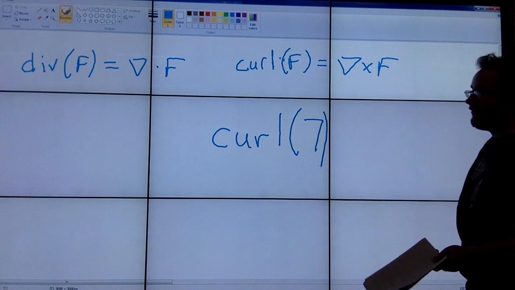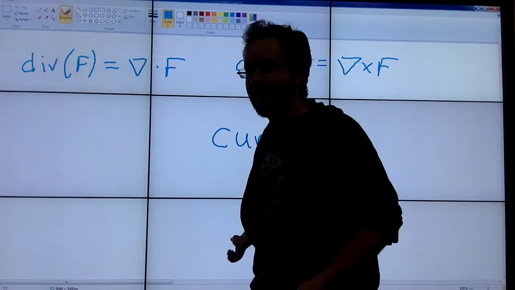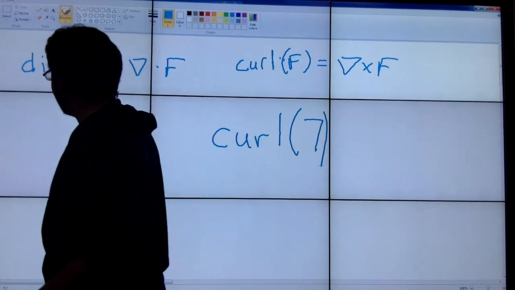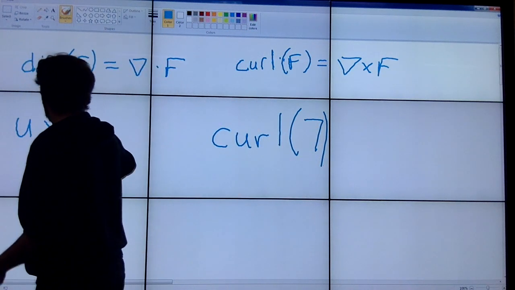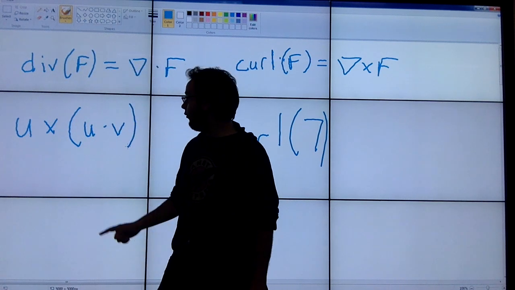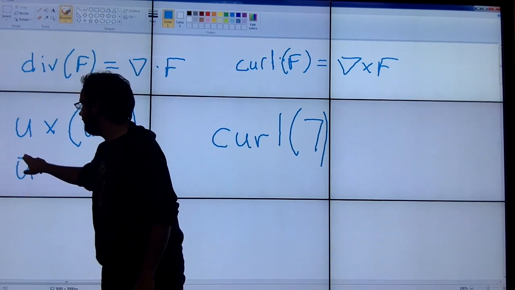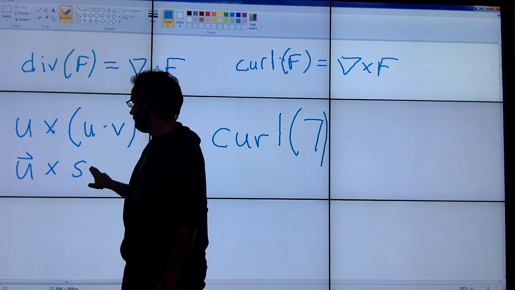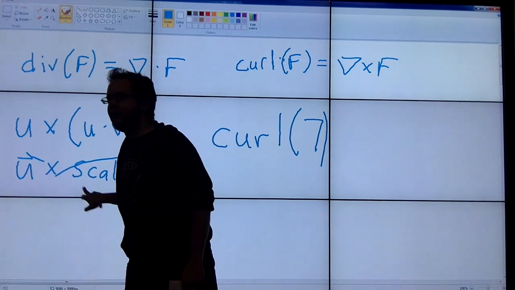So what does divergence of f give you? It gives you some number, like maybe 7. And then you can't take the curl of that because it doesn't make sense. Think back to exam 1 when I said u cross u dot v. Is this possible to do? The answer is no. What does u dot v give you? A scalar. Can you cross a vector with a scalar? No. Can't be done. You can't cross a vector with a scalar.